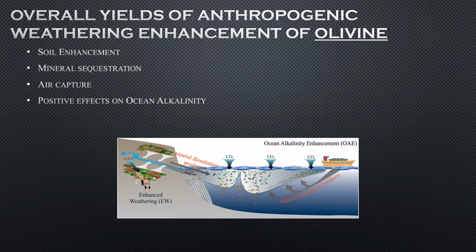Another plus side for ocean-to-land weathering of olivine is that it can lead to soil enhancement and enrichment, mineral sequestration or a reaction to create carbonates, high levels of CO2 absorption, and ocean alkalinity enhancement to help trap CO2 in the ocean rather than in our atmosphere.